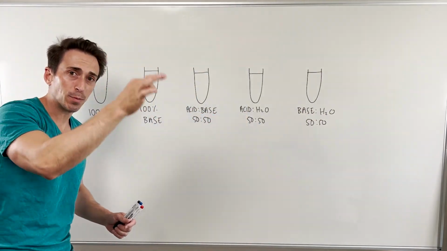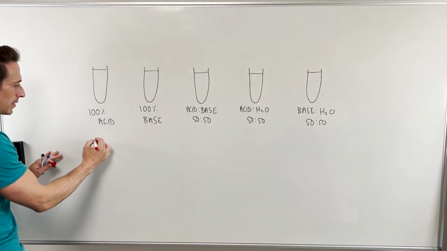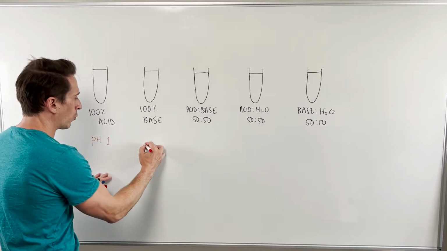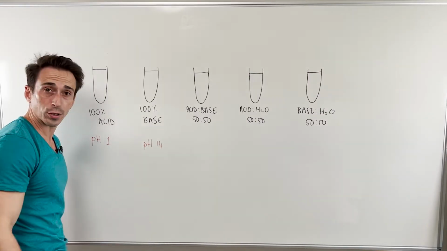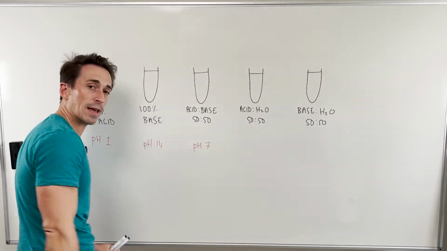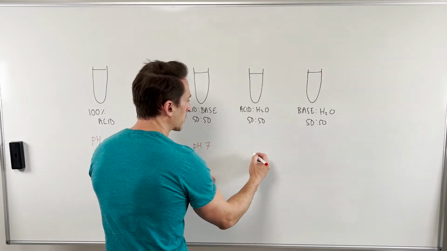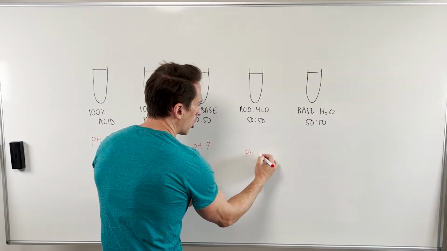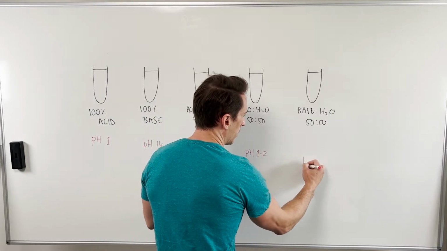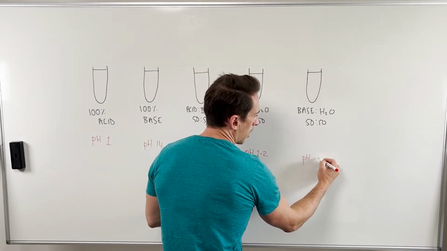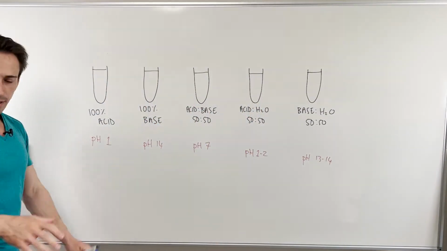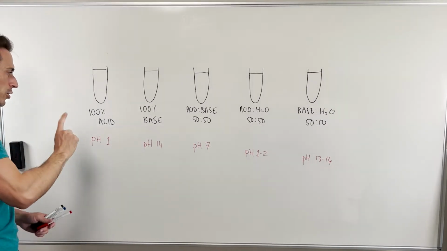You then get your pH meter and you measure the pH, and what you find is this. The pH of the 100% acid is a pH of 1. The pH of 100% base is a pH of 14. The pH of the 50-50 acid base is a pH of 7. And the pH of 50-50 acid water is a pH of 1 to 2. And the pH of base to water is a pH of 13 to 14. So you're looking at this and you're thinking, well, okay, pH of 1 with an acid.